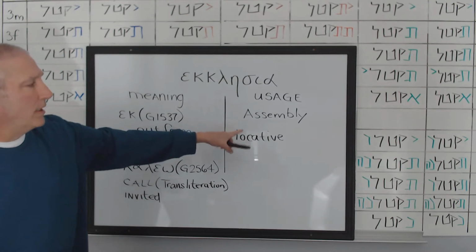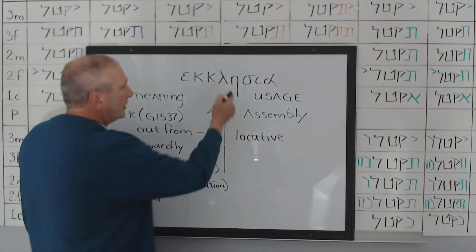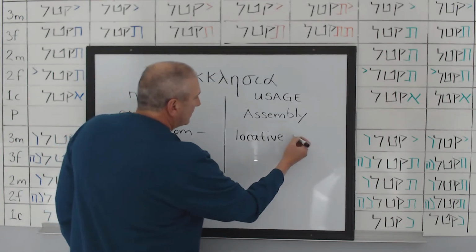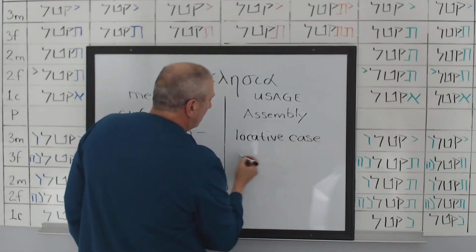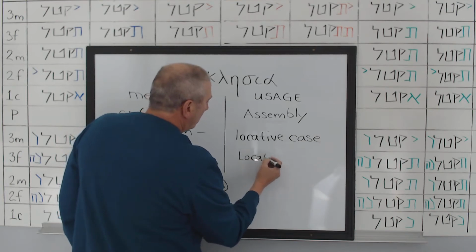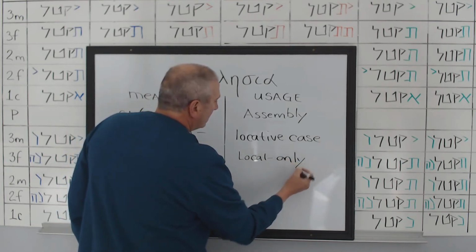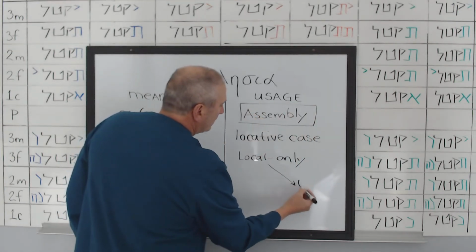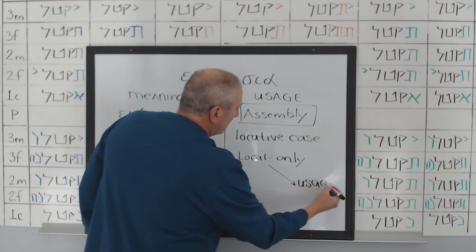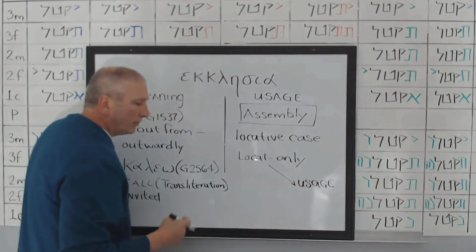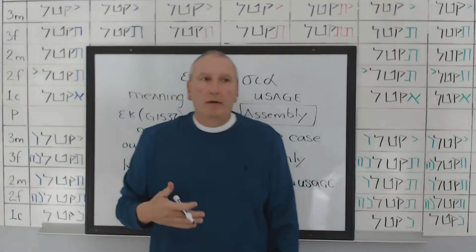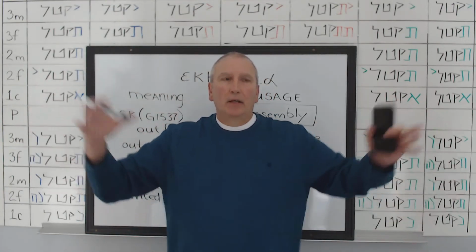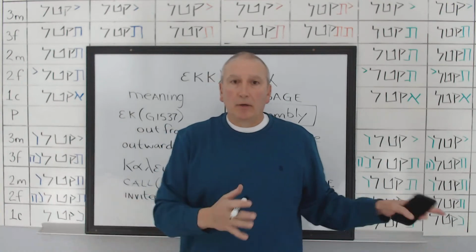But we consider ourselves an assembly and truly being one. So local, locative case, local only applies to the usage. Local only applies to usage. Meaning, if you'll hear, sometimes people are not very well behaved when they talk about, well, how can you have a universal assembly? Well, agreed, in usage.